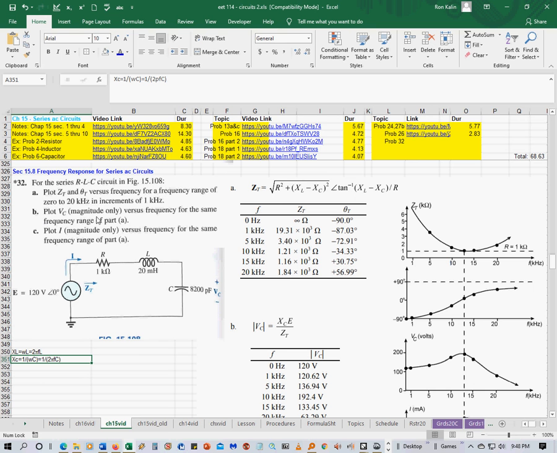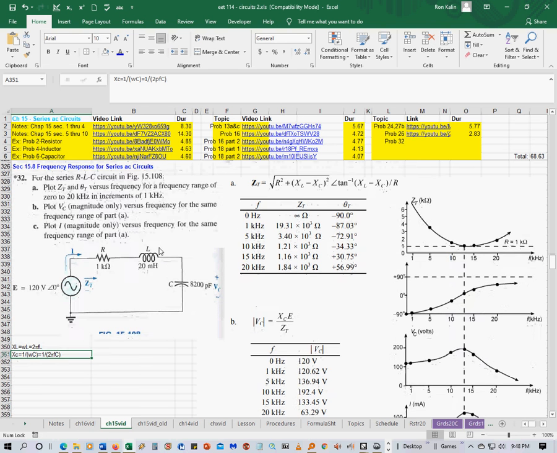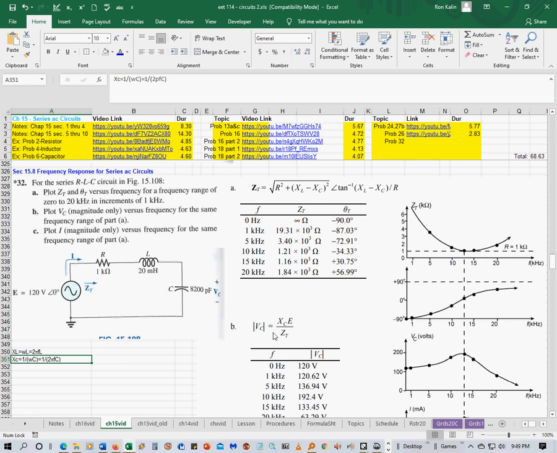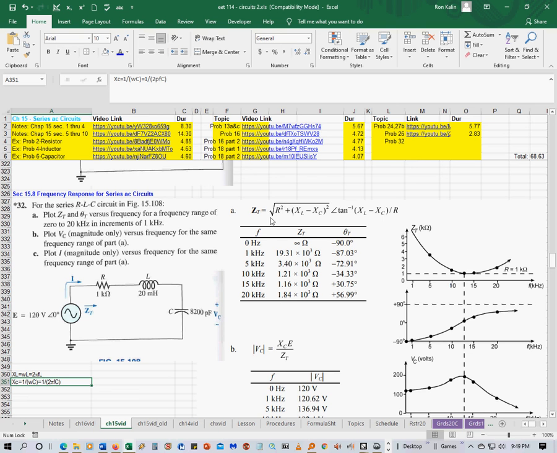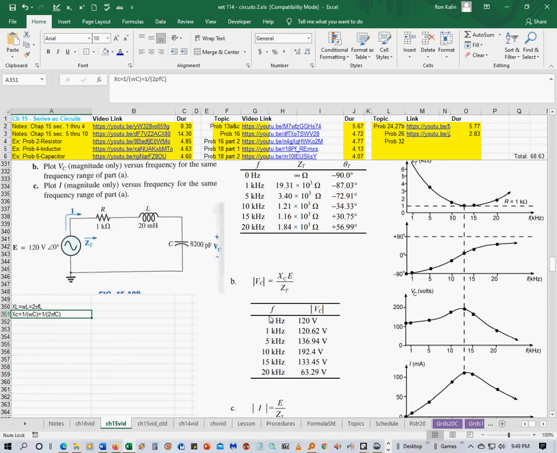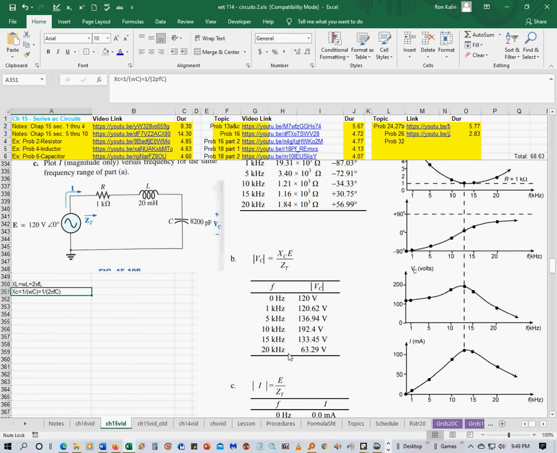Then it says plot V sub C magnitude only versus frequency for the same frequency range of part A. So V sub C, using the voltage divider, is going to be X sub C times E divided by Z sub T. And again, for X sub C, plug in these values, and then Z sub T is going to be these three added together, which was this formula up here. And then when you plug in the frequencies, you get the V sub C out here, and you plot it.